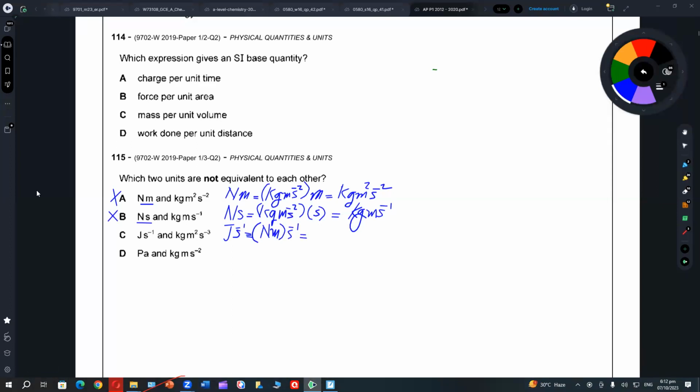Newton meter is kg m square s minus 2. Okay, you say C is the answer. Okay, find one solution. If I simplify it, I get kg m square s minus 3.